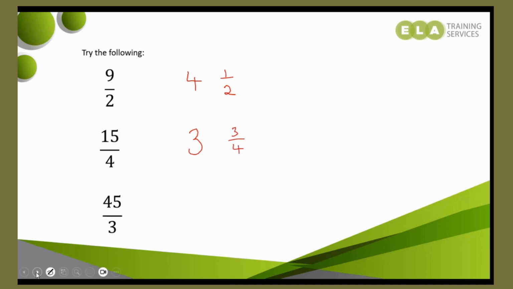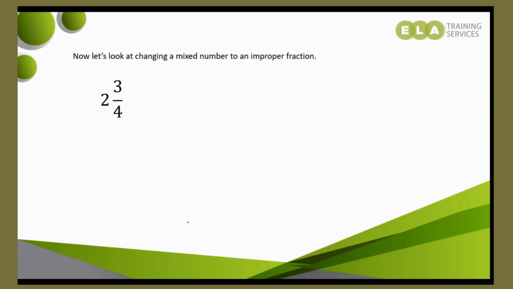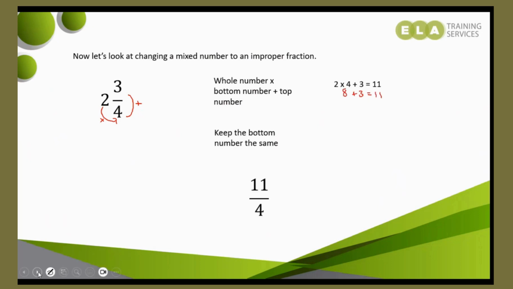Okay, well, now let's look at changing mixed numbers into improper. So what we do is we do the whole number times the bottom and then add the top. So we would do 2 times 4, which is 8. 8 add 3, which is 11. We keep the bottom number the same, so it becomes 11/4. So 2 3/4 is the same as 11/4. Now, if you did it the opposite, how many 4's are in 11? 4, 8. So it would be 2 and then 3/4 left over.